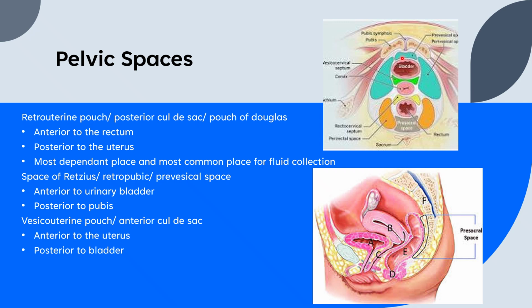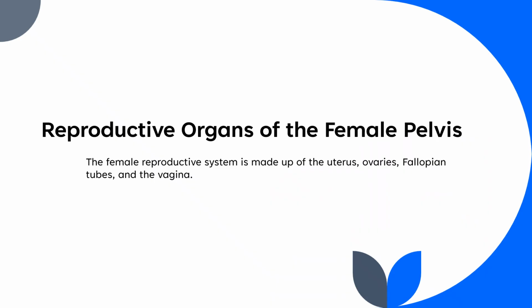And then, of course, we have our vesicouterine pouch, which is wonderfully named because we have vesico, meaning bladder, and uterine, which means uterus. So between the bladder and the uterus, we will have that vesicouterine pouch, also called the anterior cul-de-sac, which makes it super easy to remember. And we are going to be checking all of these spaces as we are scanning to make sure that there is no fluid in them.